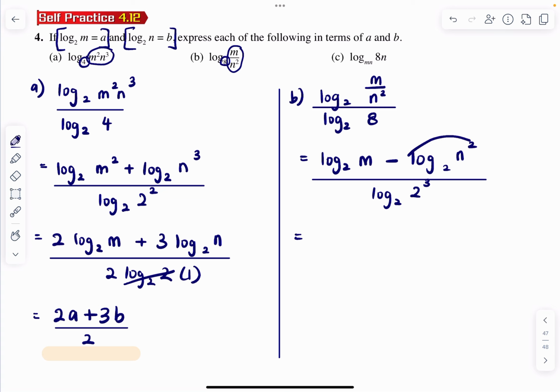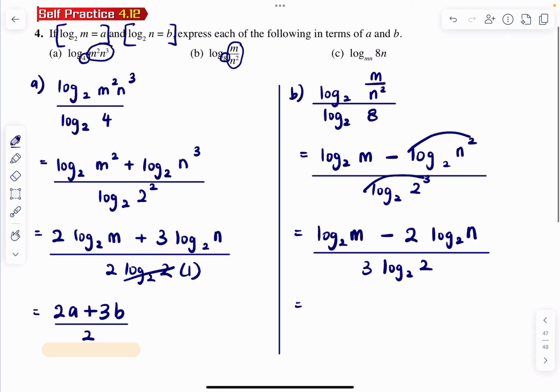Then the power all we bring down as usual. So log 2m minus 2 log 2n over 3 log 2. Log 2m is A, log 2n is B, log 2 is just 1. So 3 times 1 is 3. Done.